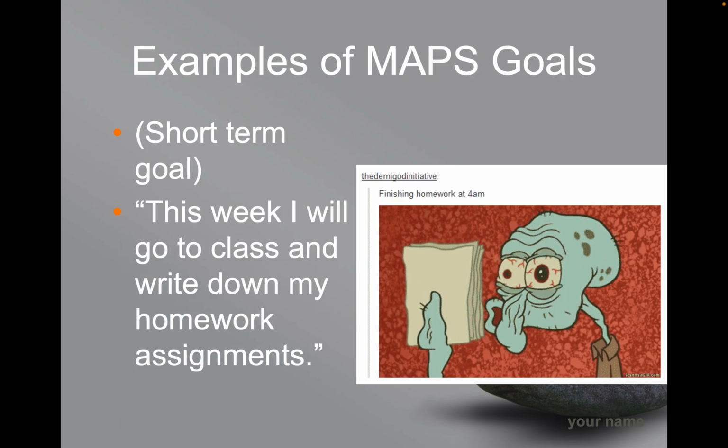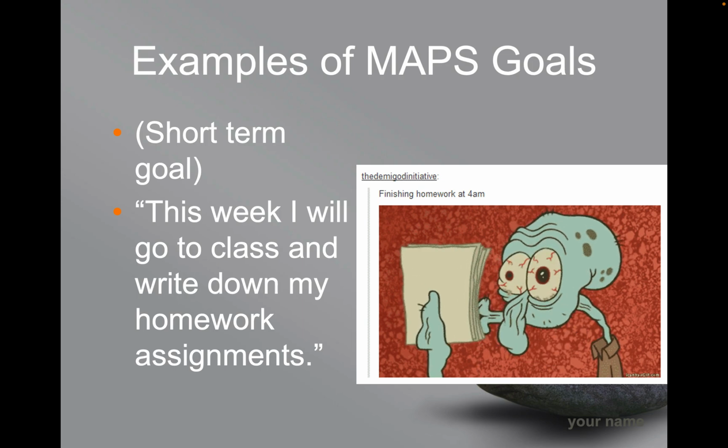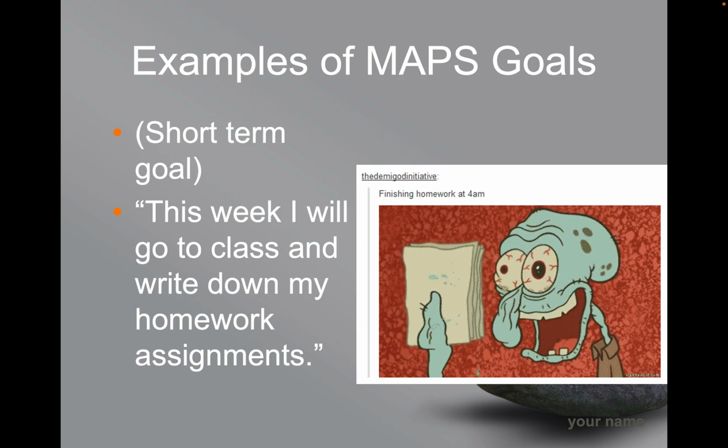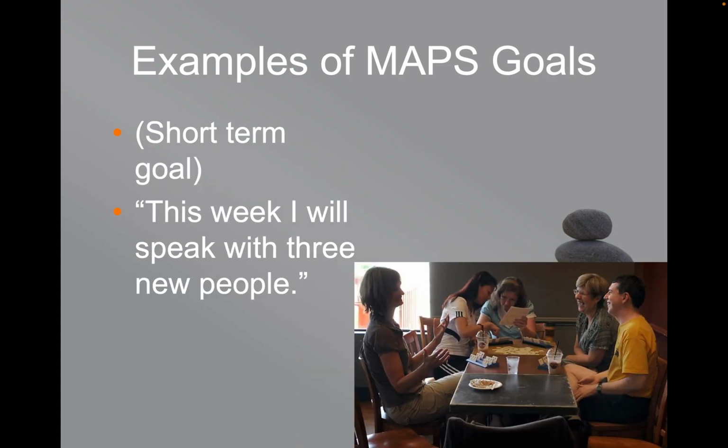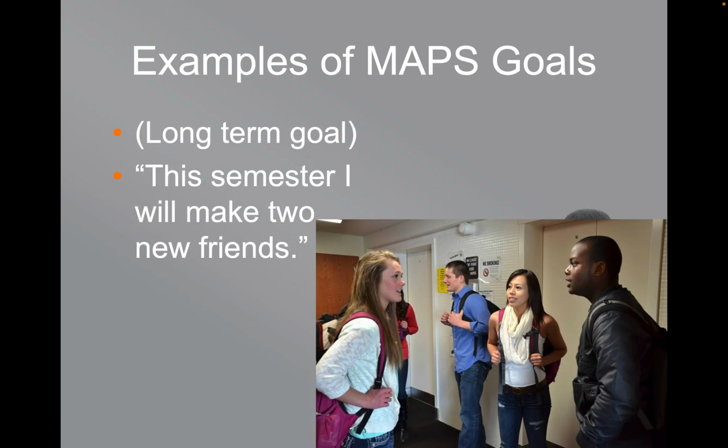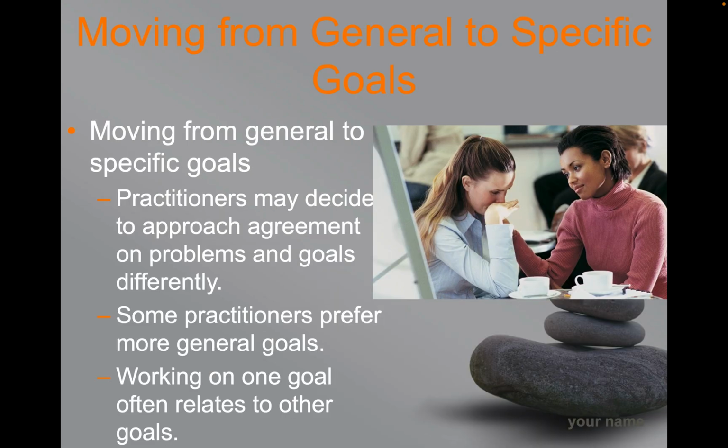Short-term goal this week: I will go to class and write down my homework assignments. Long-term goal this semester: I will raise my grades 1 level. Short-term goal this week: I will speak with 3 new people. Long-term goal this semester: I will make 2 new friends.